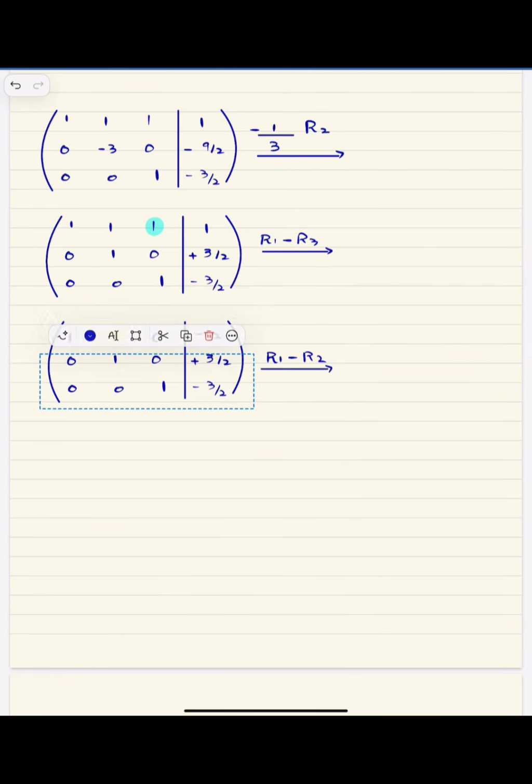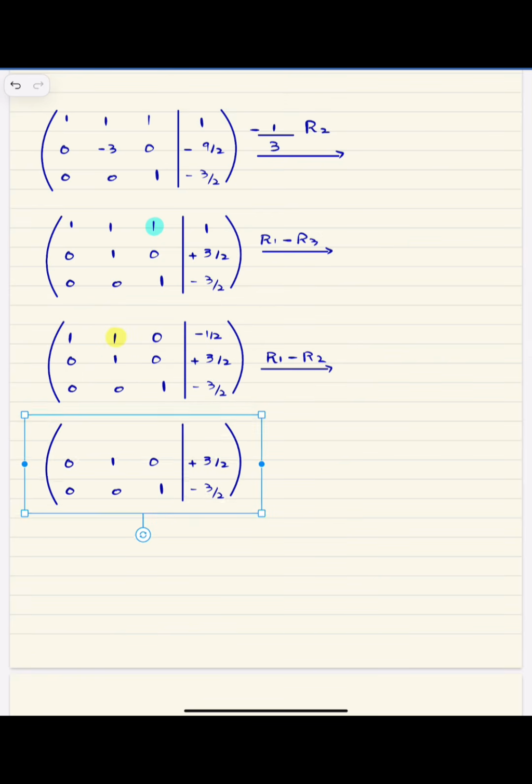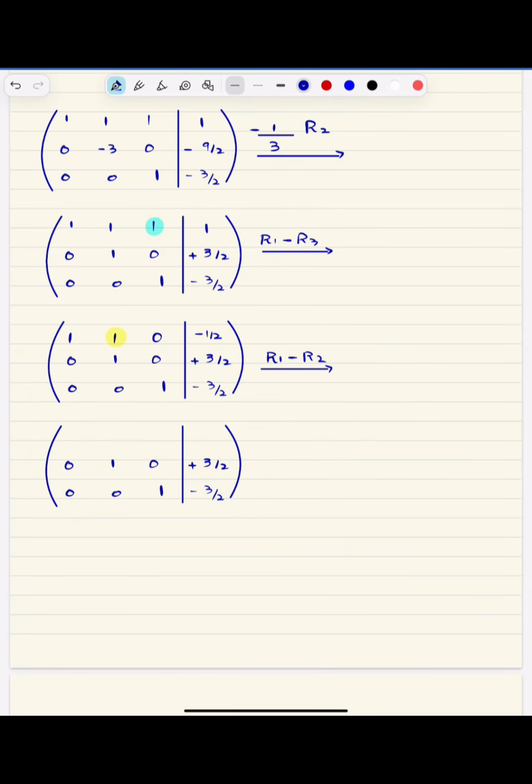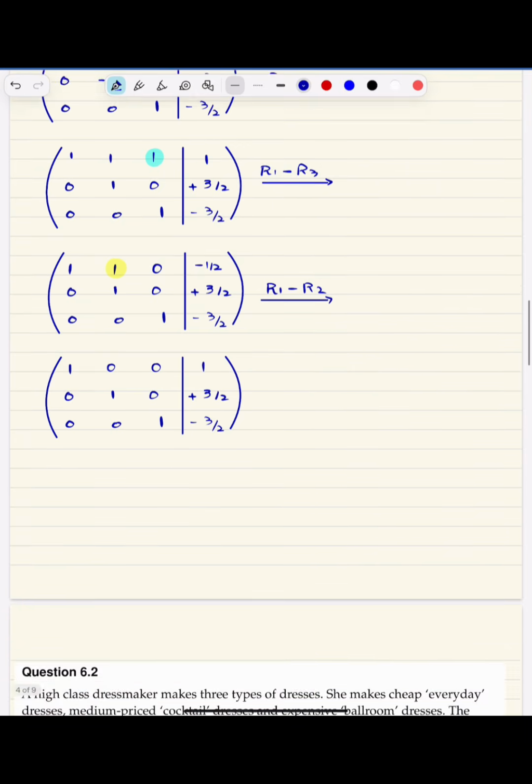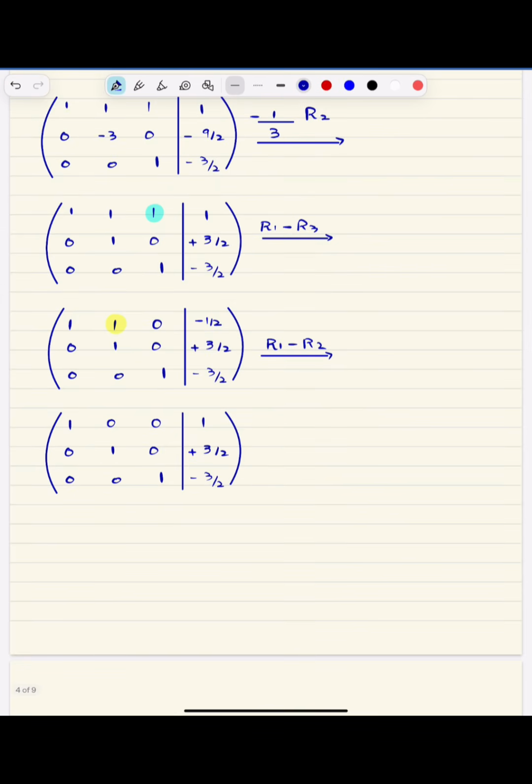I'll end up with a 1 minus a 0 is a 1. 1 minus 1 is a 0. 0 minus 0 is a 0. And then minus half plus 3 by 2 is just a 0.5 plus a 1. This is just a 1. So now you can clearly see the answer. x is equal to 1, y is equal to 1.5, and z is equal to minus 1.5.